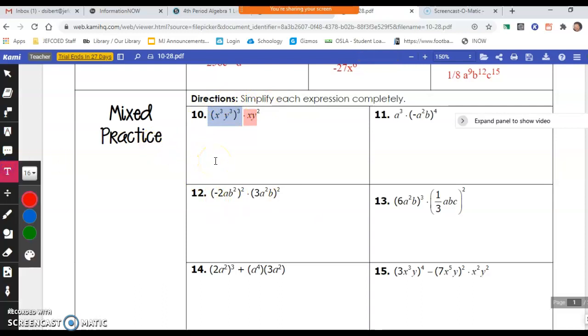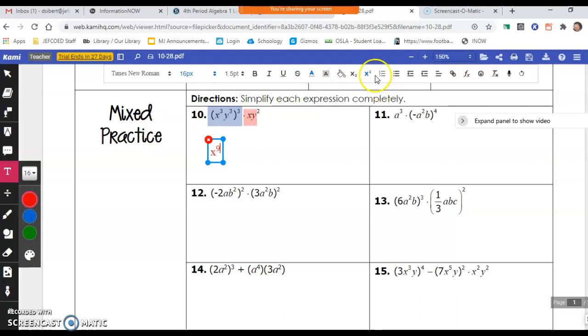All of that is to the power of 3. X is going to be raised to the power of 9. Y is going to be raised to the power of 9. Good. I'm going to space it out. Take that away. And multiply times. And then we just have x, y. That's brought down, raised to the power of 2. Does everybody agree there? All right.